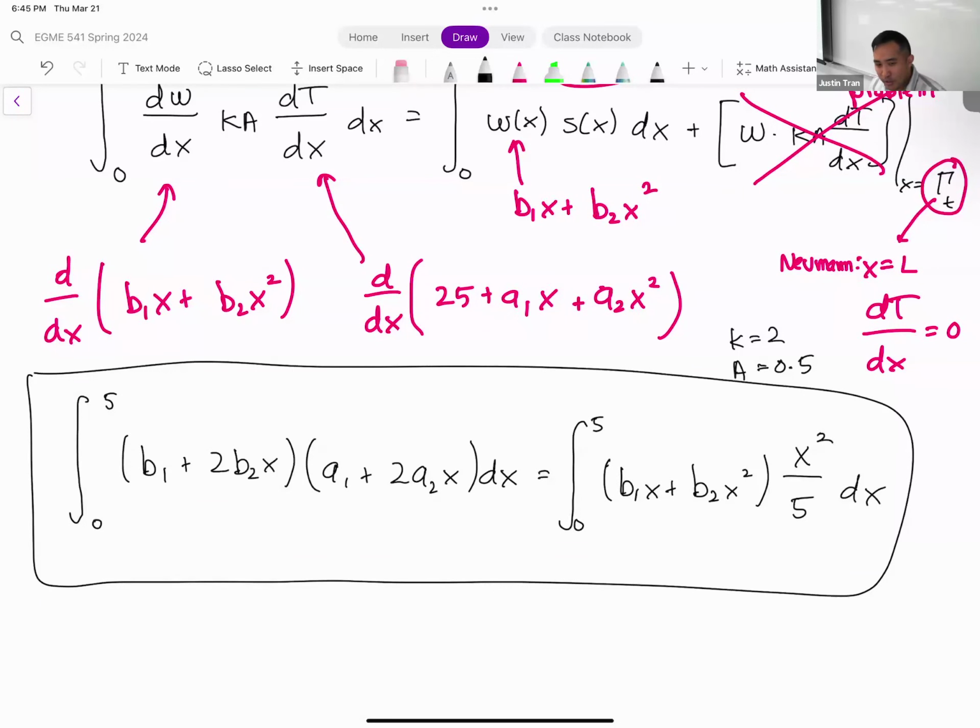All right, and so when we come back on Tuesday, we'll go ahead and evaluate this. So we have some more integrals to do. But eventually what we're going to be able to find is that this is going to give us a linear system of 2 linear equations with 2 unknowns that we can solve for a1 and a2.